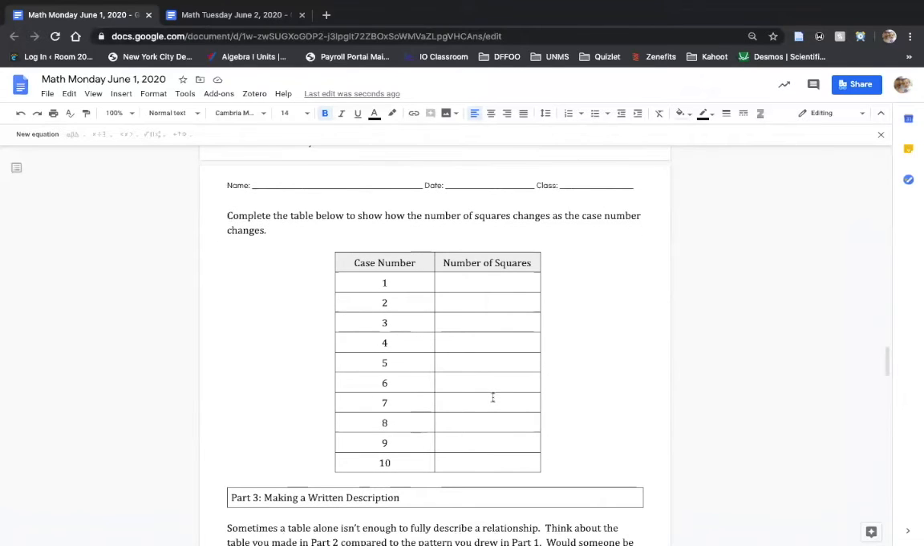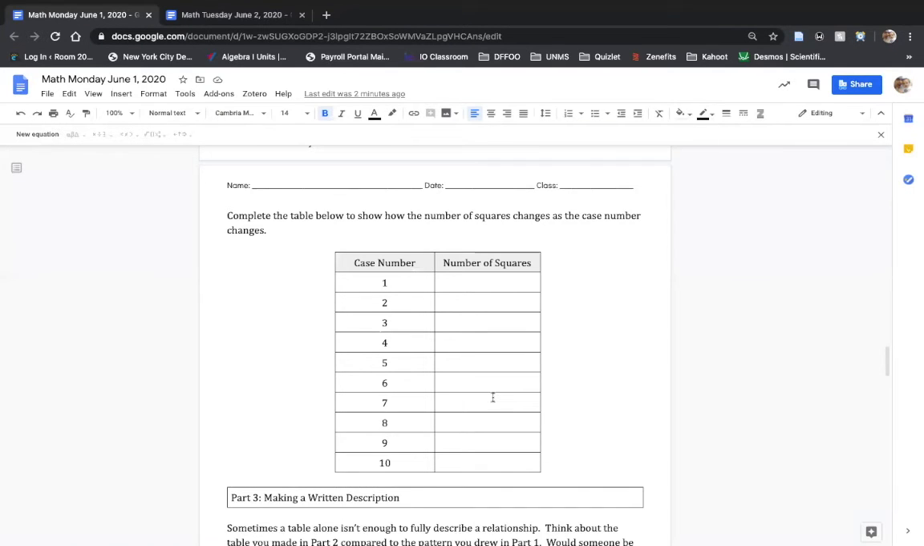Now, for the next part, we should have identified the 2 pieces of numerical information as the case number and then the number of squares at that case number. That's the numerical information that we're going to be tracking. So case number 1, case number 2, case number 3, case number 4. We're going to track how many squares we have at each case, all right?